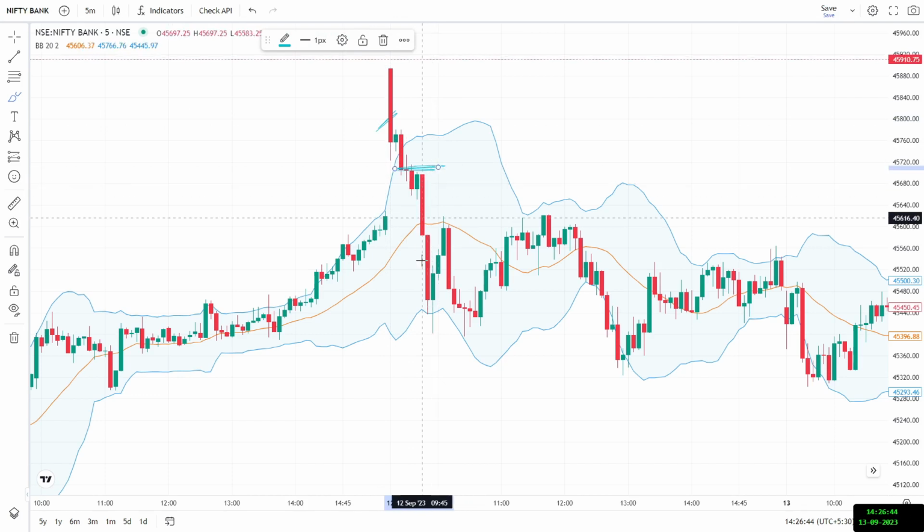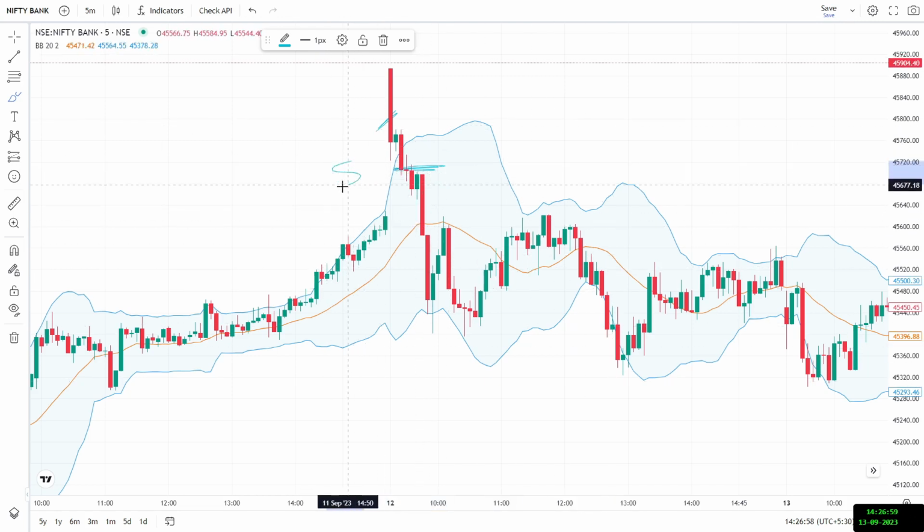But now I'm not exiting at the middle Bollinger Band. So I'm not exiting here. I'm just keeping an intraday target of 2% and a stop loss of 0.25%, and I will let the trade keep running. So that is my selling trade. So this becomes my selling trade.